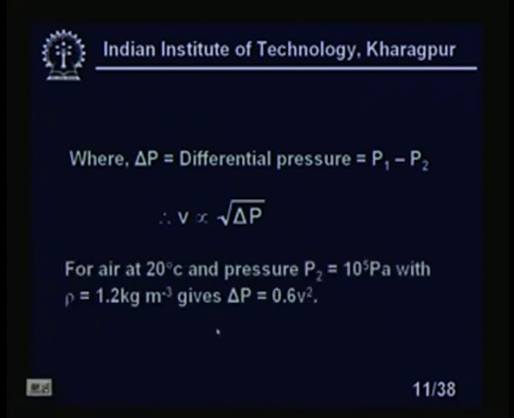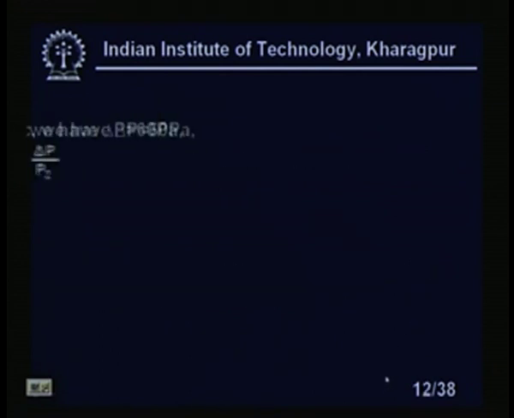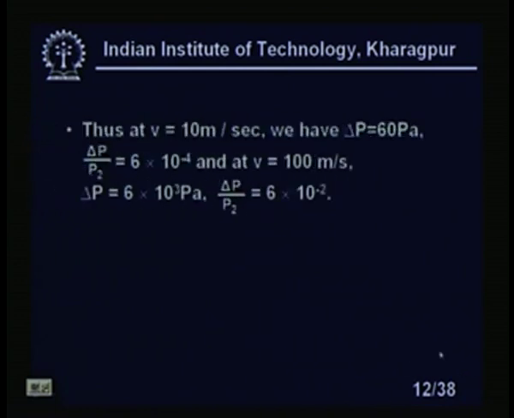So, for air at 20 degree centigrade and pressure P2 of 10 to the power 5 Pascal, that means static pressures I am talking of, with rho equal to 1.2 kg per meter cube, gives delta P equal to 0.6 V square. Thus, at V equal to 10 meter per second, we have delta P equal to 60 Pascal and delta P by P2 equal to 6 into 10 to the minus 4. And at V equal to 100 meter per second, delta P equal to 6 into 10 to the power 3 Pascals and delta P by P2 equal to 6 into 10 to the minus 3.